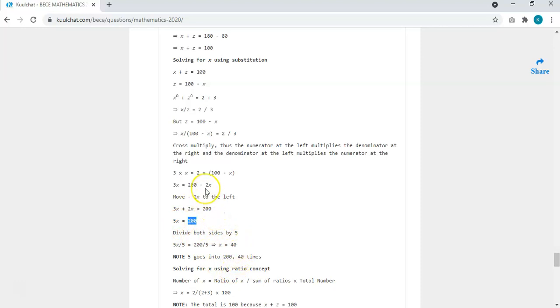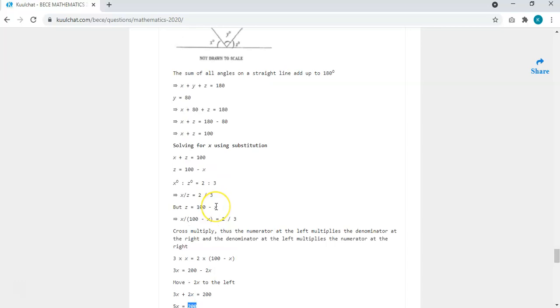So you can either use the substitution method or the concept of ratio. However you want to, you arrive at the same answer. So for the substitution method, make one expression, then you substitute it in the general equation so that you only have one letter to solve. Then you can simplify that letter to get it.